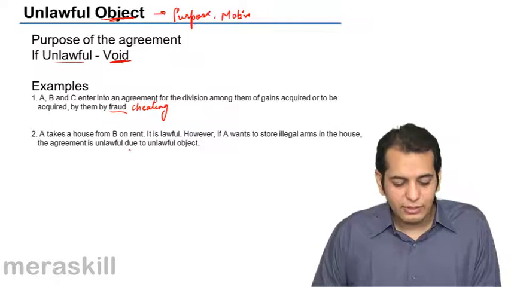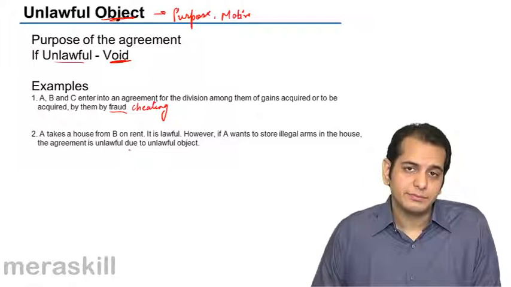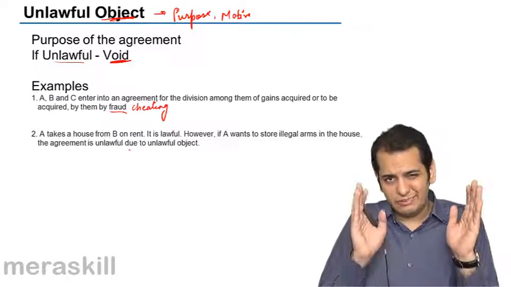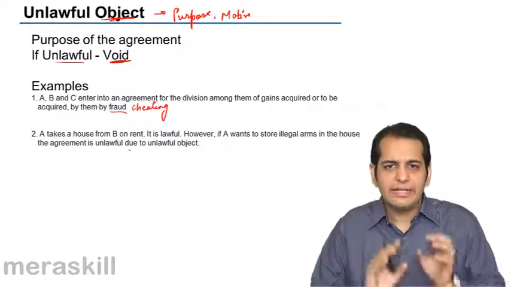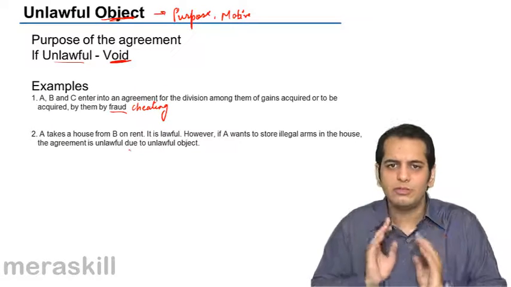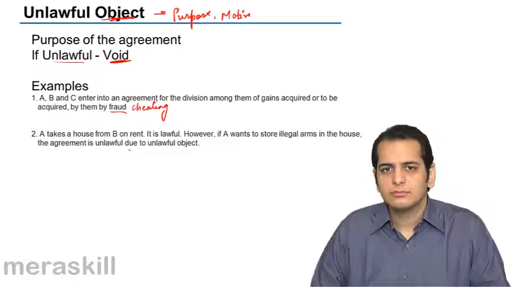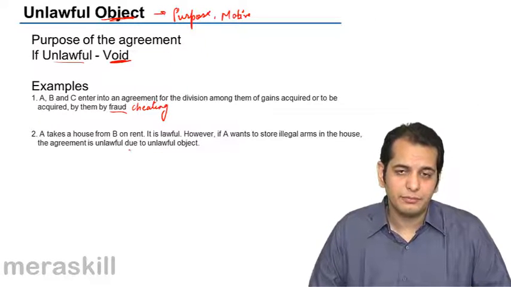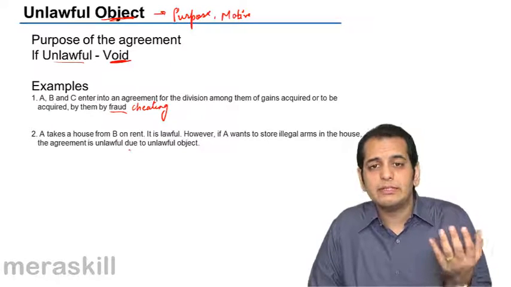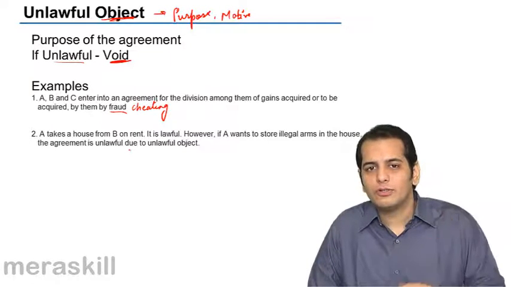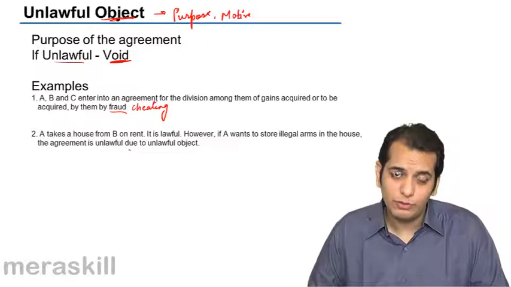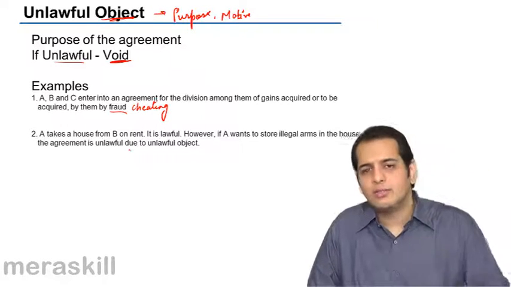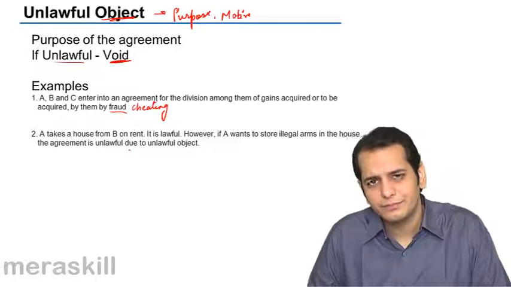So, such a contract will be void because the purpose is unlawful. Second example: A takes a house from B on rent. If only this much was the contract, A takes from B a house on rent and he pays him rent, is this contract valid or void? Or a better question would be, is the object of the contract lawful or unlawful? The object is lawful here. A has taken a house from B on rent and he is paying him rent.